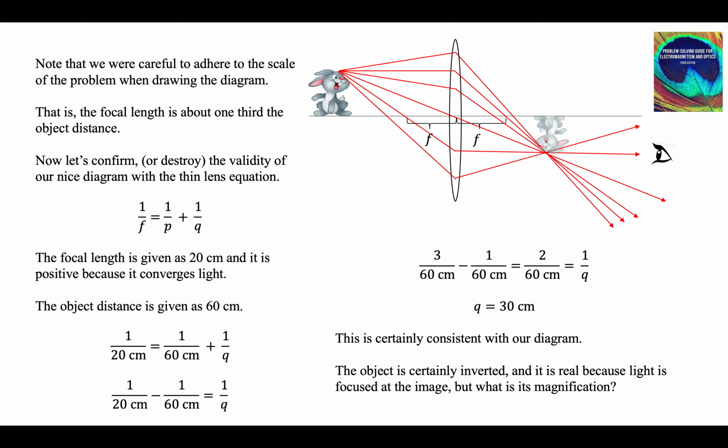How do we get its magnification? It looks like it's smaller. How do we get it? And the best way to get it is to use the line that goes right through the center of the lens. This line is straight. It constitutes the hypotenuse of two similar triangles. This one right here, and this one right here.